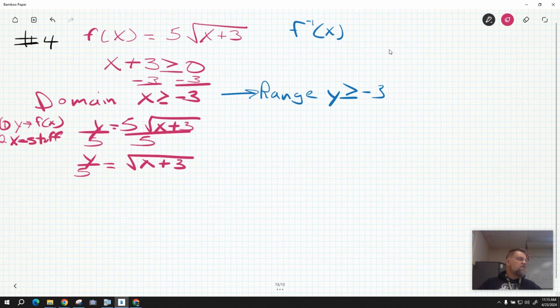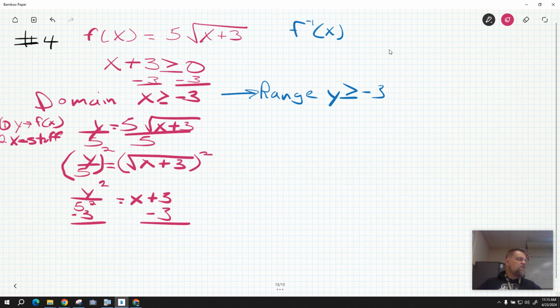So now I'm in the process of solving. So I'm going to square the square root. Whatever I do on one side, I have to do on the other. That leaves me with y squared over 5 squared equals x plus 3. Then I subtract 3 from both sides. When I do that, I still have y squared, but what's 5 squared? 25. And then we'll just put minus 3 over here equals x.